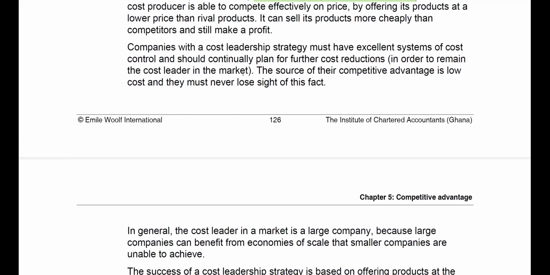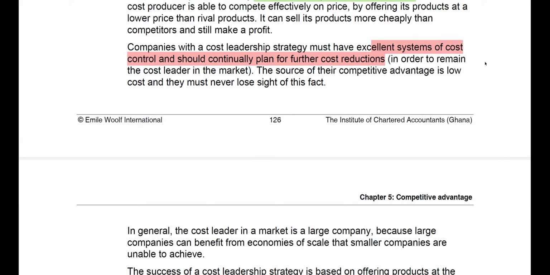Companies with a cost leadership strategy must have an excellent system of cost control and should continually plan for further cost reduction. So you see, this is a potential area where ICA can even bring computation for you. So I tell you, anywhere you see cost or revenue, know that there's a potential that they can bring a question where there will be some cost issues and you have to compute some ratios. You can even use ratios to tell the strategy somebody is pursuing, whether the person is doing differentiation or the person is pursuing what? Cost leadership. Do you get it?